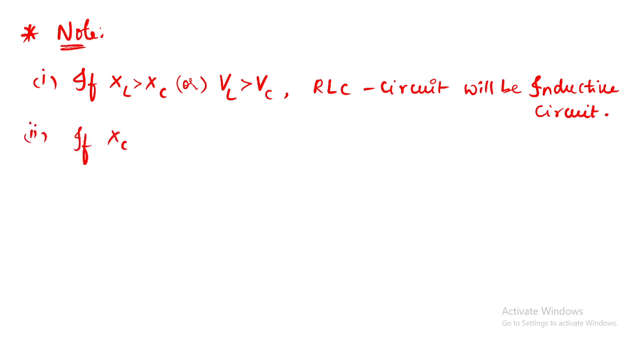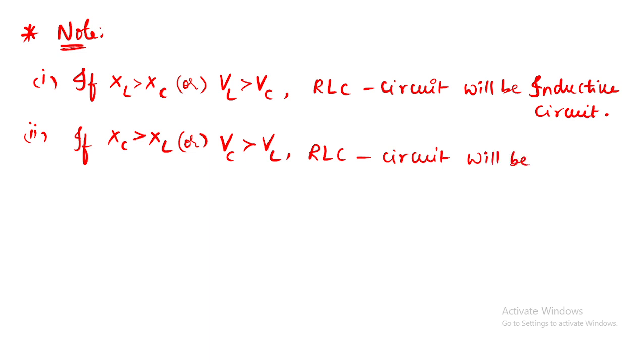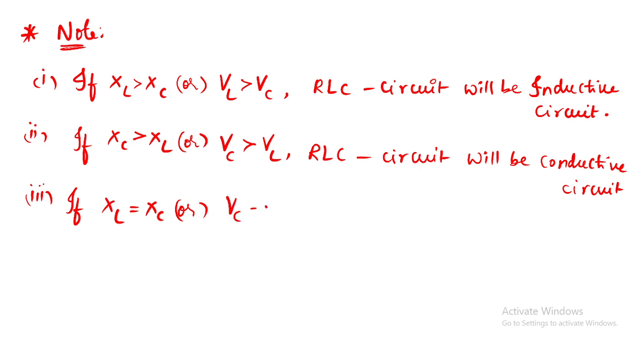If XC is greater than XL, meaning if I compare the reactance of capacitance and of inductance, the capacitive reactance is greater and the voltage drop across the capacitance is greater than across the inductance, then the RLC circuit will be capacitive. Next, the last situation: if both are equal, XL is equal to XC, or the voltage drops across them are also equal, then the RLC circuit will be a resistive circuit.